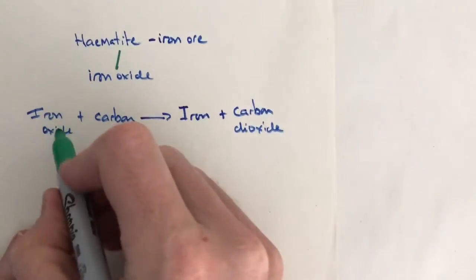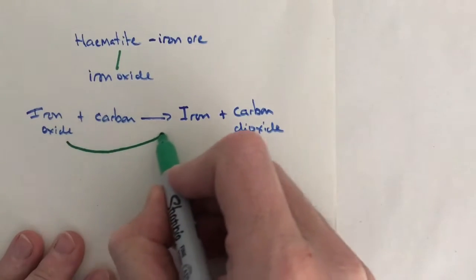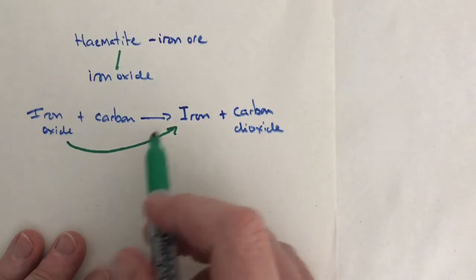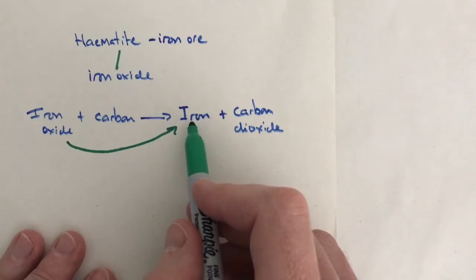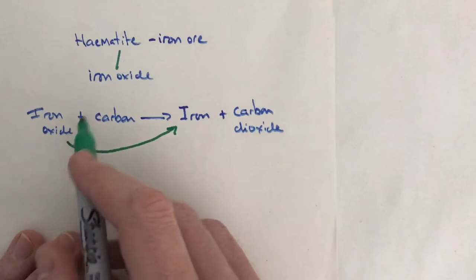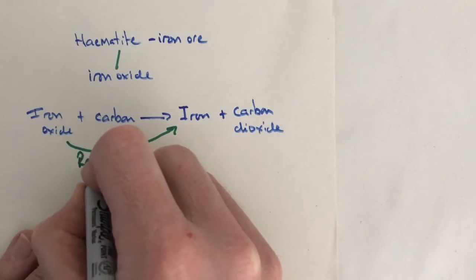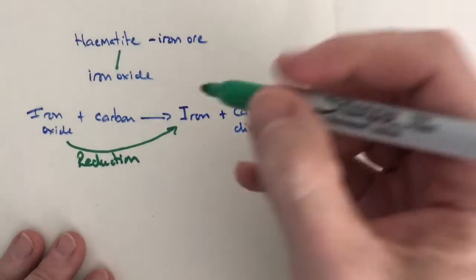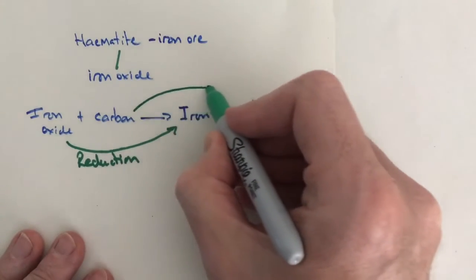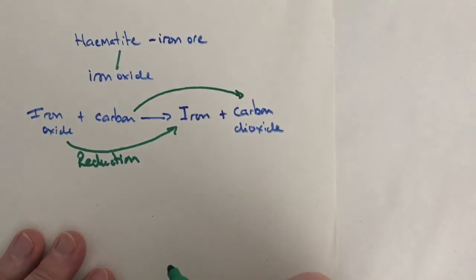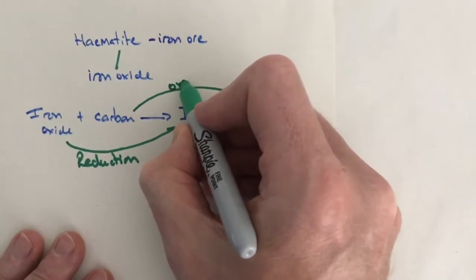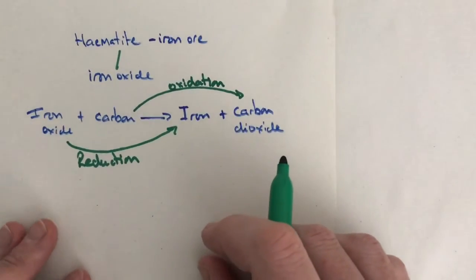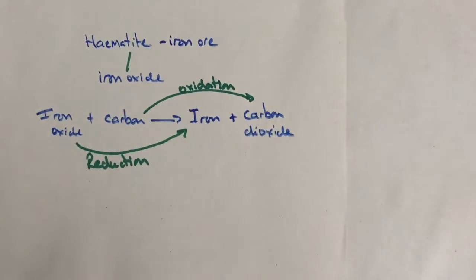So my iron oxide has now been turned into just iron. What have we done here to change this from iron oxide to iron? We've removed the oxygen. Removal of oxygen is a reduction reaction. And the opposite, the carbon, what have we done here? We have added oxygen to the carbon. So this reaction is described as oxidation. Oxidation means adding oxygen. Okay.